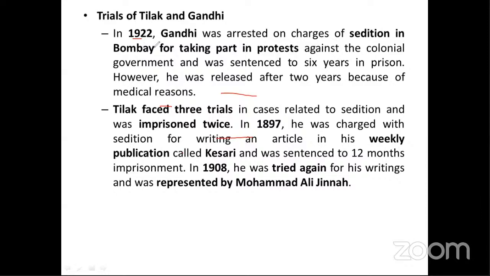So in 1922, Gandhi was arrested on the charge of sedition in Bombay for taking part in protest against the colonial government and was sentenced to 6 years in prison. But he did not serve the whole 6 years because he was released after 2 years for medical reasons. So under the sedition law, Mahatma Gandhi was also arrested. Bal Gangadhar Tilak also faced 3 trials in cases related to sedition and was imprisoned twice.